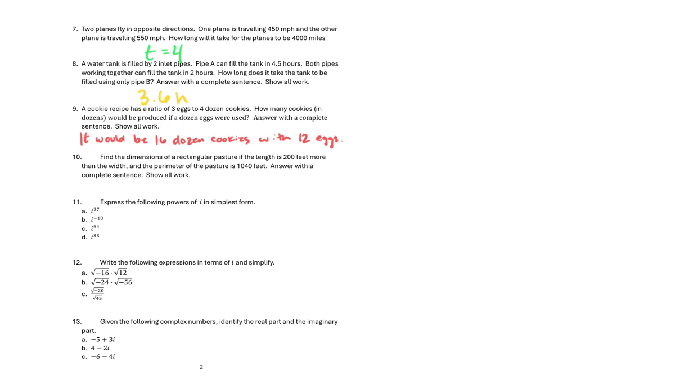So it's asking us to find the dimensions of a rectangular pasture if the length is 200 feet more than the width, and the perimeter of the pasture is 1,400 feet. Okay, so let's draw it first. So we have this rectangular pasture. It says the length is 200 feet more than the width. So the width is W. We can say the length is W plus 200.